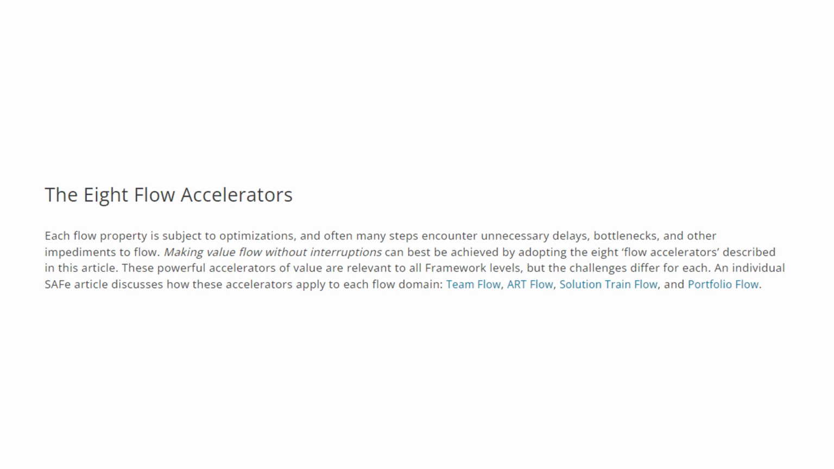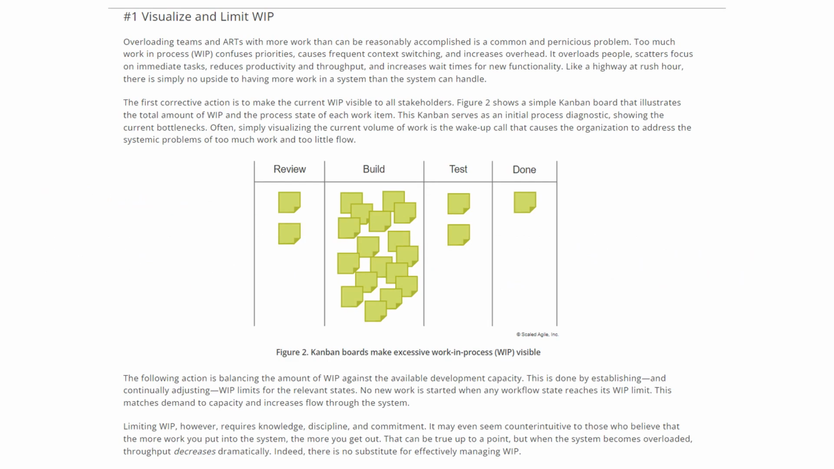All you need to understand is that when we talk about the 8 flow accelerators, we are trying to optimize the 8 properties we discussed. That's all there is to it, right? That's where making value flow without interruptions makes a lot of sense using these accelerators. The first property we discussed is work in progress. The first accelerator we're going to talk about is visualize and limit WIP, right?